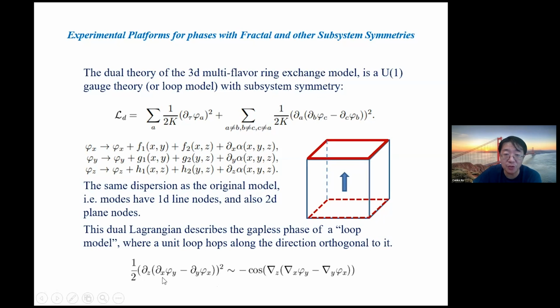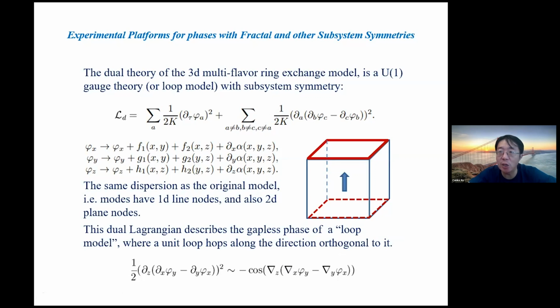Suppose you view this as a Bz. Then this term is partial z Bz. On the lattice it will look like this: a cosine of partial z Bz term. This term describes a loop hopping along the direction orthogonal to the loop.